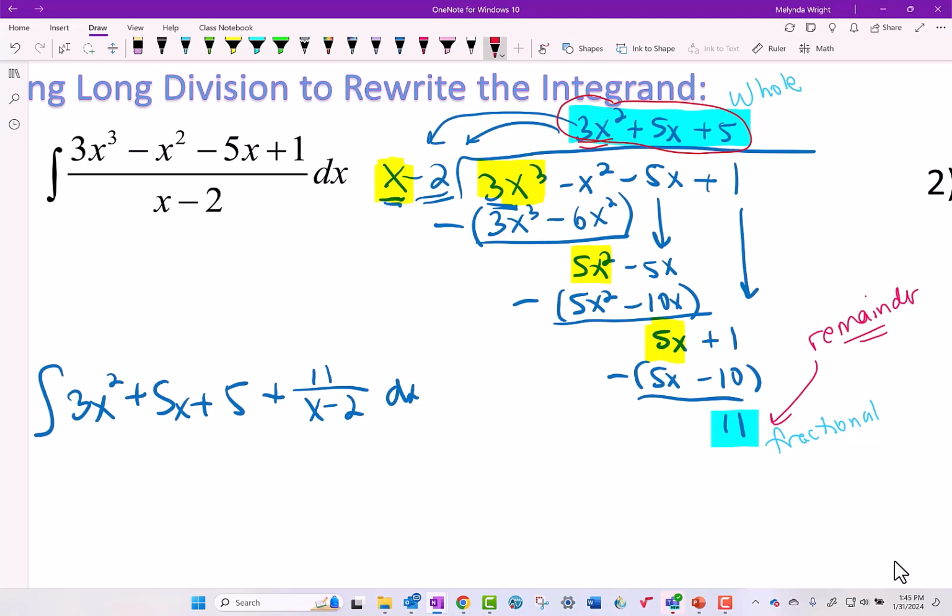This multiplied to the negative 2 and it got me negative 6x squared. This multiplied to the negative 2 and it got me negative 10x. This multiplied to the negative 2 got me negative 10. That's where the negative 2 comes in. It's the multiplying back out business. Oh, I see. Okay? Other questions?